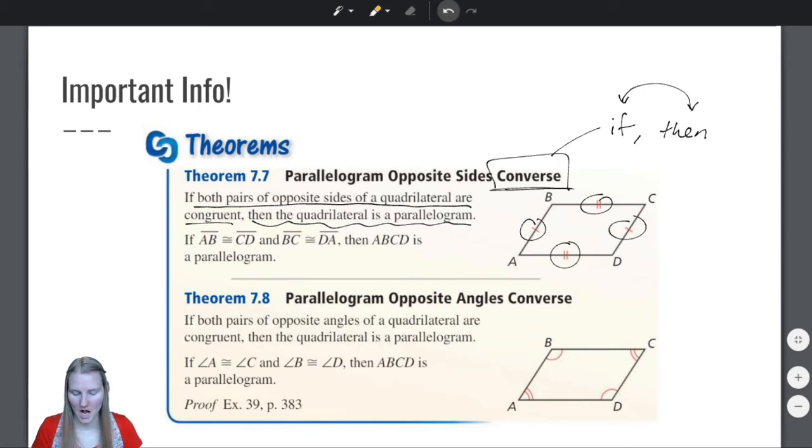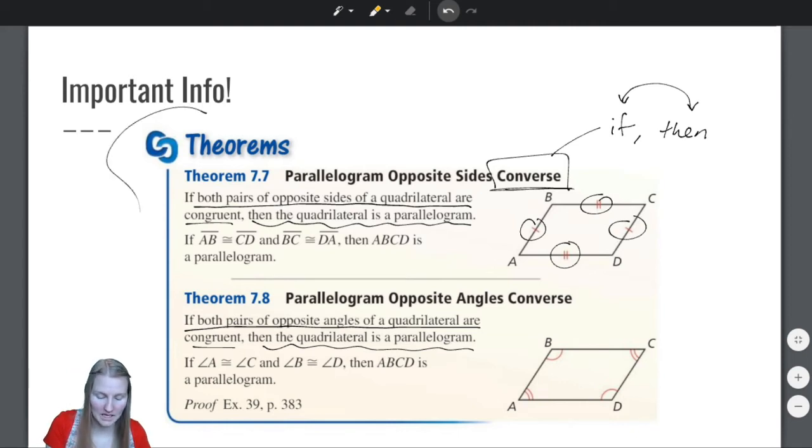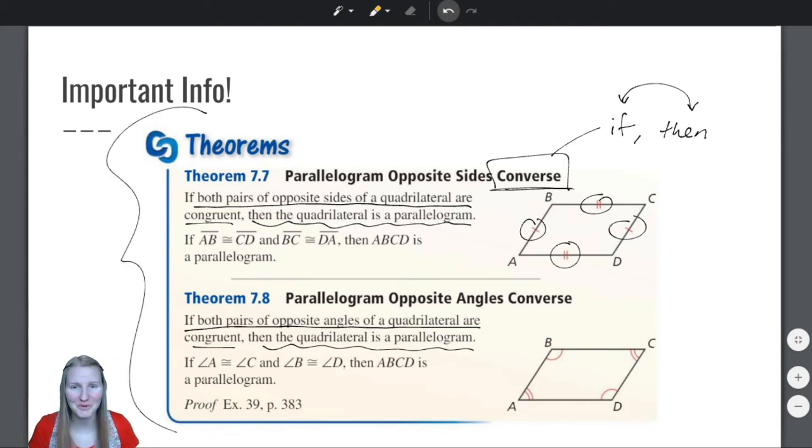Okay. So, if that's what the parallelogram opposite sides converse is, what do you think the opposite angles converse is? Well, if both pairs of opposite angles of a quadrilateral are congruent, then it's a parallelogram. So, please put these in your notes.